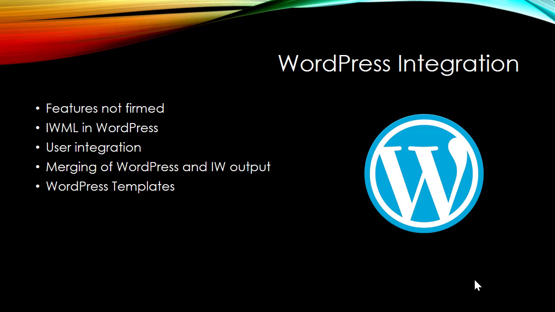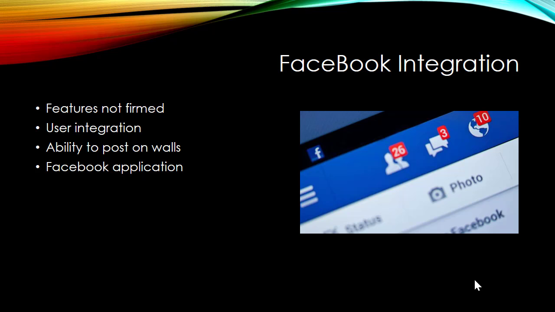merge into WordPress templates. So that way your IntraWeb application could run within a WordPress site and the user would still see the same style and all the extra functionality being provided by WordPress, such as its menus and those sorts of things, but within that, an actual IntraWeb application. And the same types of things for Facebook, but Facebook, of course, is not the same as WordPress, so the features would be different. But again, looking at user integration, the ability to post on walls, and the ability to deploy an IntraWeb application as a Facebook application.